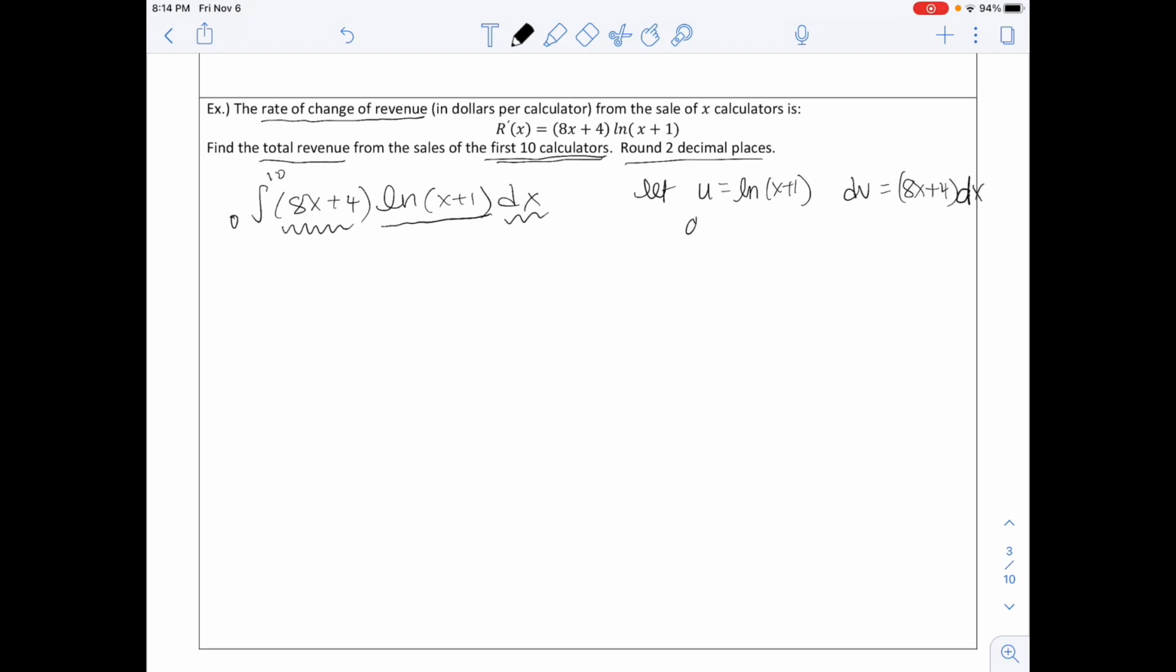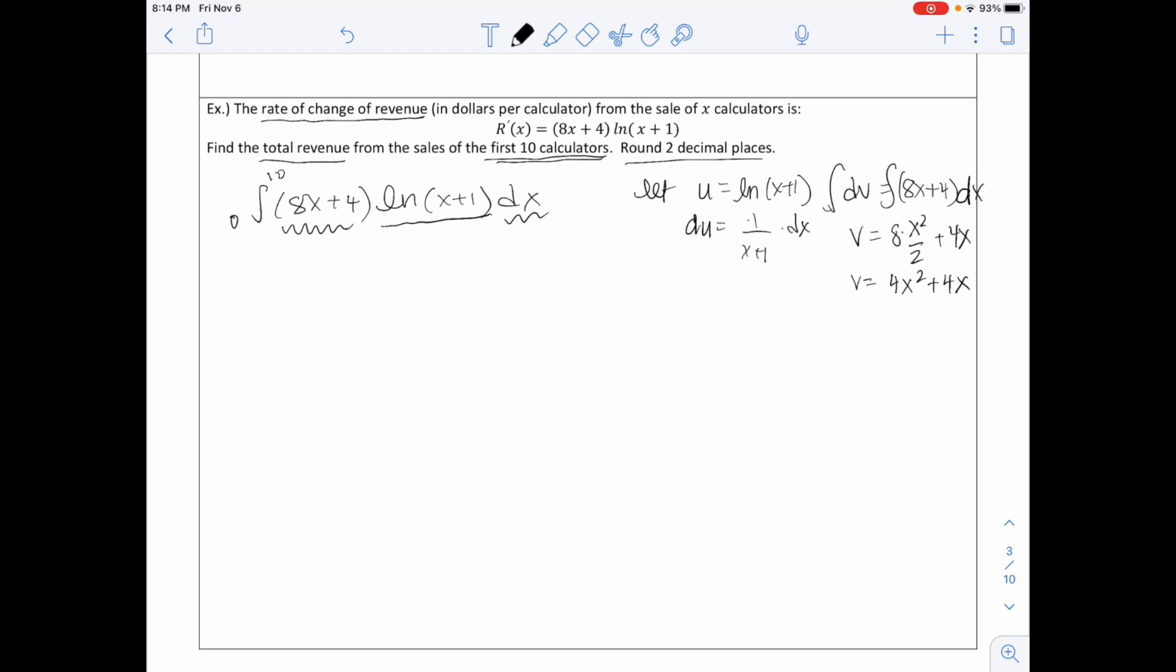So taking the derivative of that first equation, we end up with du equals 1 over x plus 1 times the derivative of x plus 1, which is just 1, times dx. And then integrating the second equation that we have, we arrive at v equals, and integrating this, we're going to have 8 times x squared over 2 plus 4x. And I'm going to go ahead and simplify this and just write it as 4x squared plus 4x.